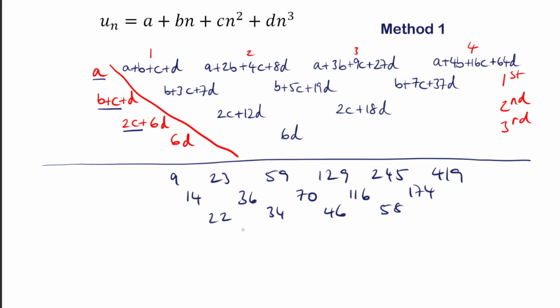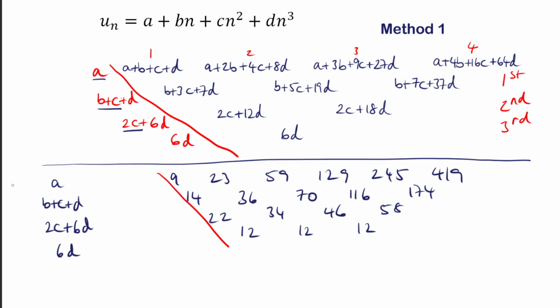But if we go to the third differences, we have 12, 12, 12. So it's definitely a cubic situation. Okay, so I'm going to draw my line down. And the things you've got to remember are these. So remember, the first one is A. The next one is B plus C plus D. 2C plus 6D. And 6D.